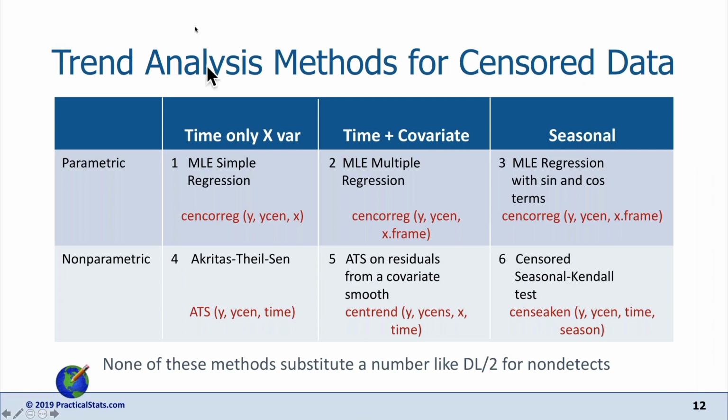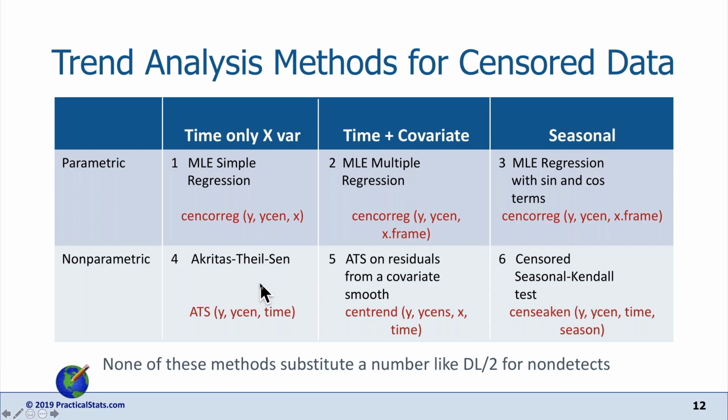Starting in the left-hand column, it's where time is the only X variable. So this is the simplest procedures. You can look at Y versus X, where X is time, with regression. And we're going to do a version of regression for censored data with maximum likelihood estimation. And again, the correlation and regression webinar of several months ago gives you more detail than what we'll do today.